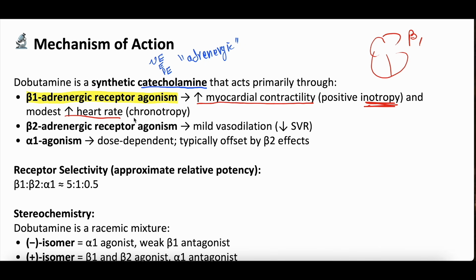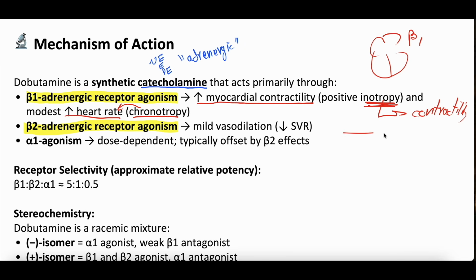Heart rate increases are known as chronotropy. So inotropy is contractility. Chronotropy is heart rate. So beta 1 receptor agonism, stimulating beta 1 receptors in the heart, dobutamine increases myocardial contractility, also known as inotropy, and it increases heart rate, also known as chronotropy, although the primary effect is this increase on myocardial contractility. Dobutamine does have some slight beta 2 adrenergic effects.